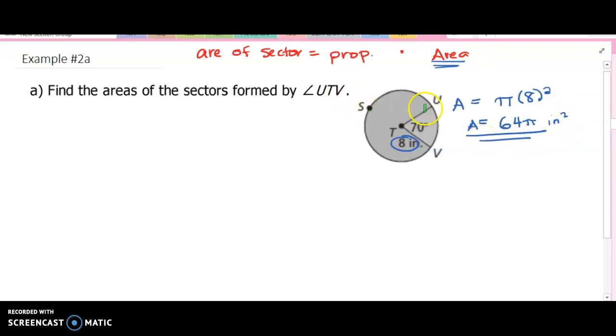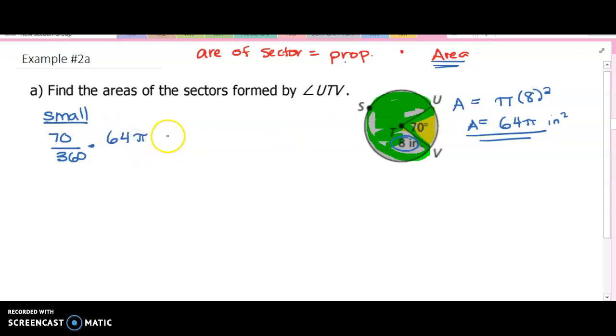Okay, now I want to find the area of both sectors. So one sector would be here in green, and my other sector would be here in yellow. Okay, so let's do my small sector first, the one in yellow. So it's going to be my proportion times my area. Well, guys, my proportion is just the 70 degrees out of the entire 360 times the area of the circle, which is 64 pi.